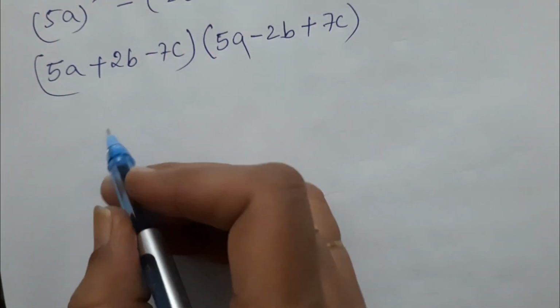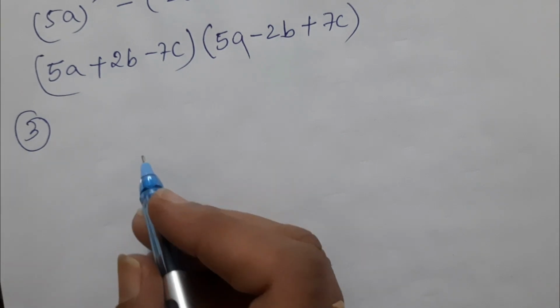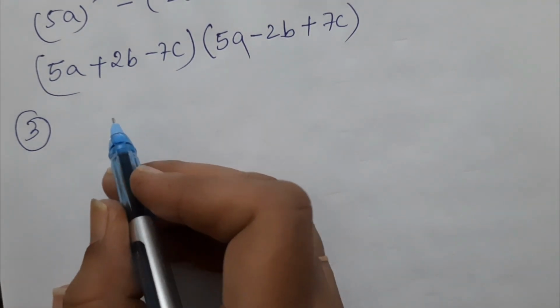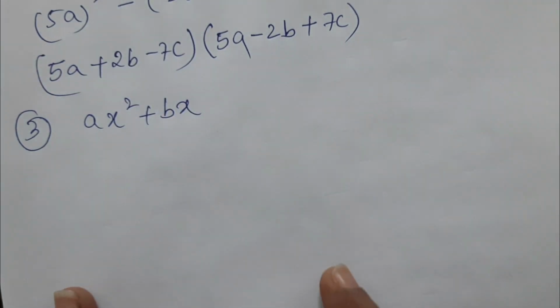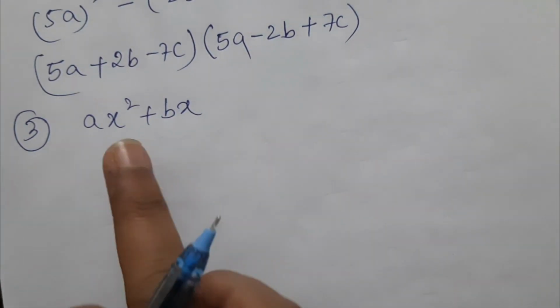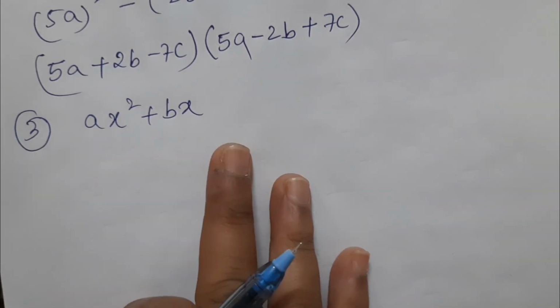Now the next type of questions, which are the third category. So here the third type of questions which we are having, like ax square plus bx. How to recognize that, what to be done here? Here no square form is there, so we cannot do anything. Simply we are going to take common.